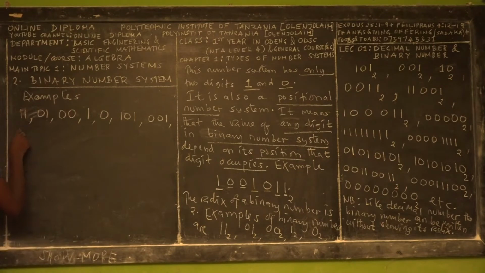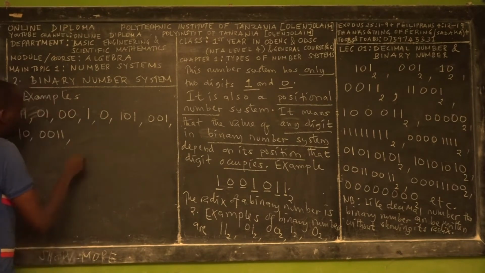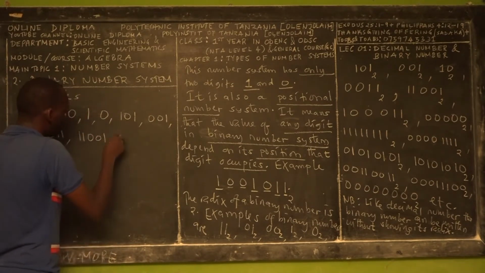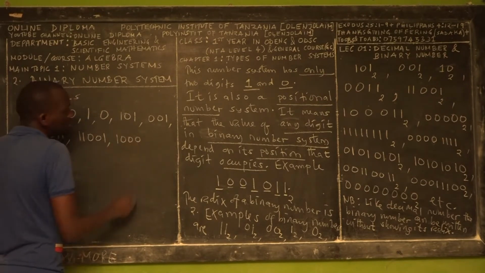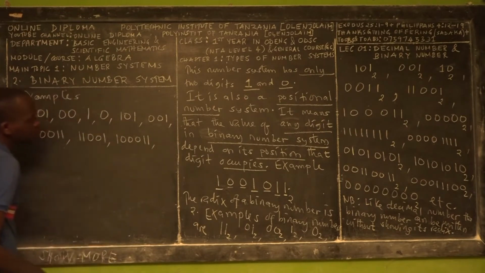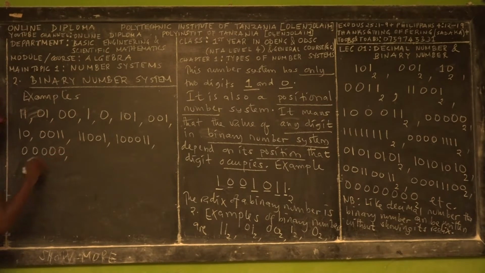Then we have 10 without base 2. Then 0011, then 11001, then 100011, all without base 2. Then we have 5 bits, 00000, without base 2. Then you can write 11.